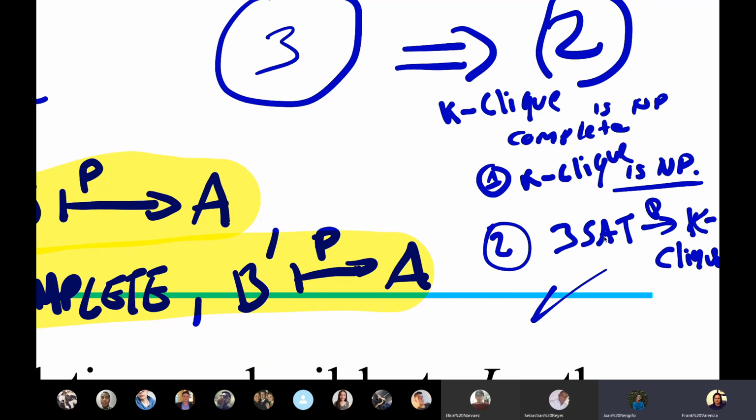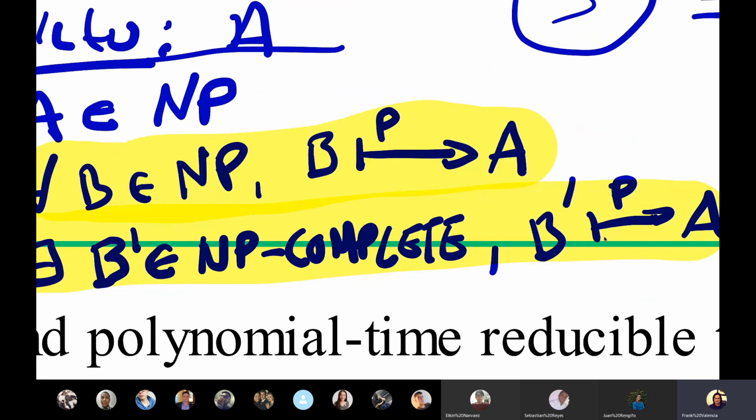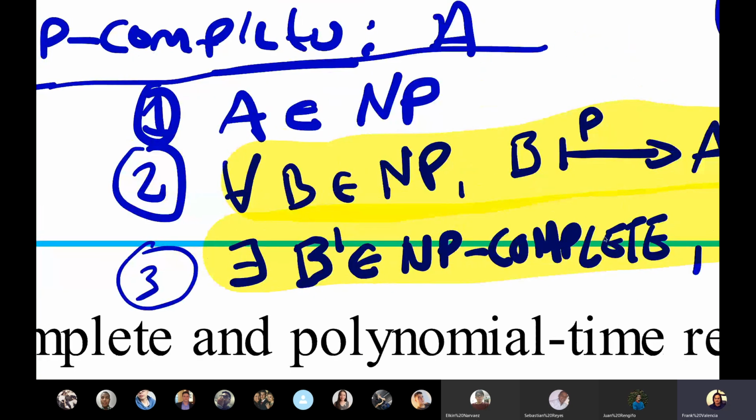Exactly. Since we proved that 3SAT is NP complete, and then we also reduce 3SAT to the K-clique problem, then you prove that this one is NP complete, because we proved this third condition, which implies the second condition, so we are fine. So I gave you two examples of how to do this.